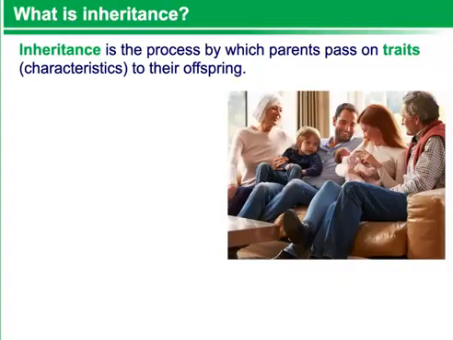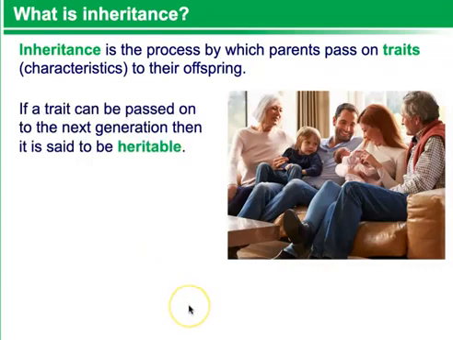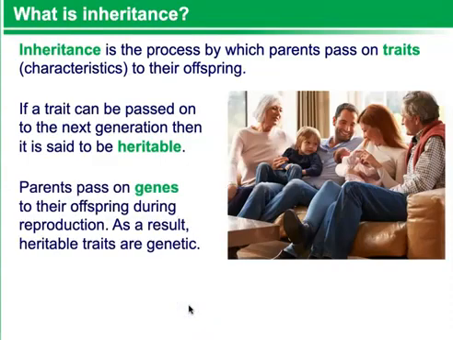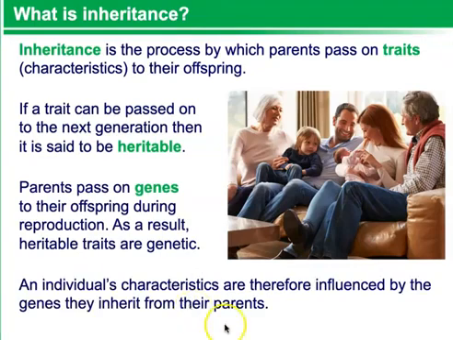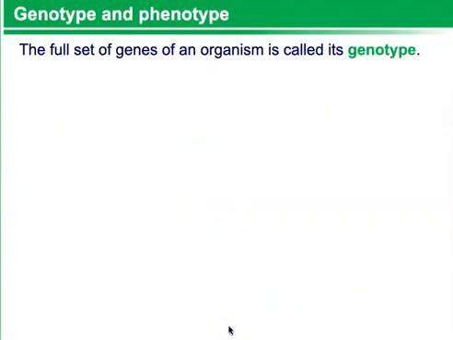So what is inheritance? Inheritance is the process by which parents pass on traits or characteristics to their offspring. If a trait can be passed on to the next generation, then it is said to be heritable. Parents pass on genes to their offspring during reproduction. As a result, heritable traits are genetic. An individual's characteristics are therefore influenced by the genes they inherit from their parents.